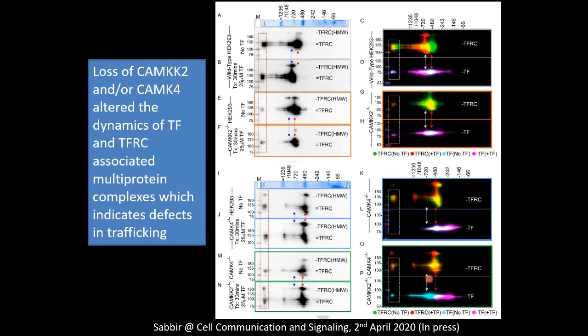Similar observations were made under CAMK4 knockout condition and double knockout condition, but one interesting difference is that the transferrin associated complexes moved slightly differently from the CAMKK2 knockout condition. Thus, the overall data indicates a very complex dynamics of recruitment and de-recruitment of protein complexes under CAMKK2 or CAMK4 or double knockout condition.